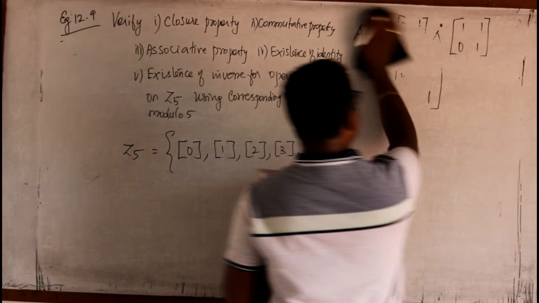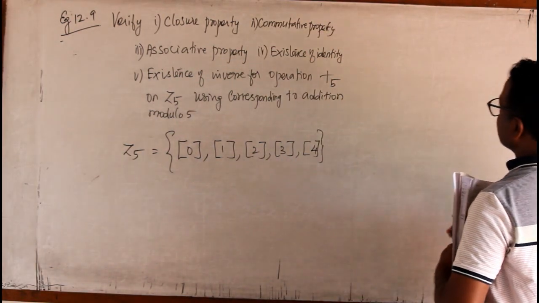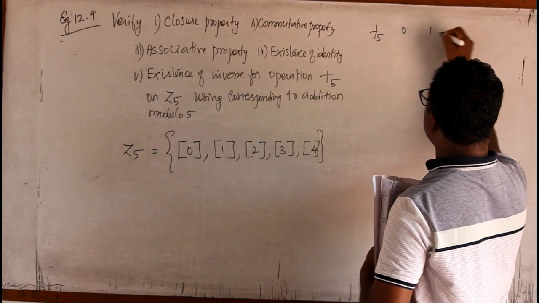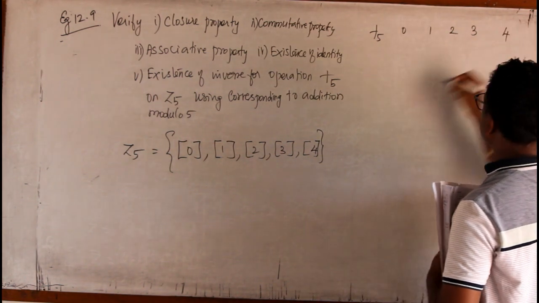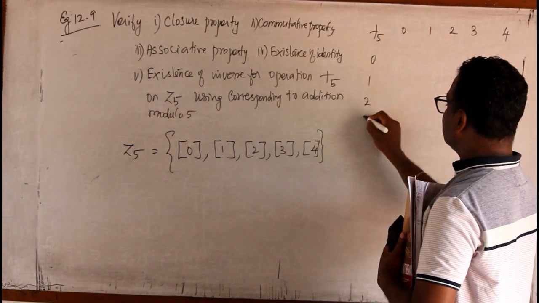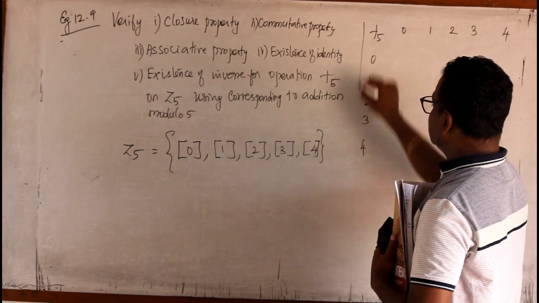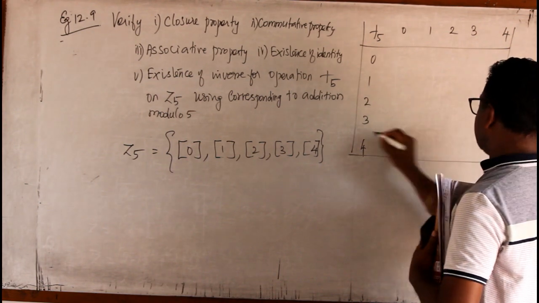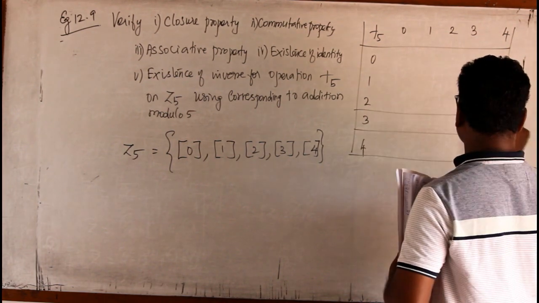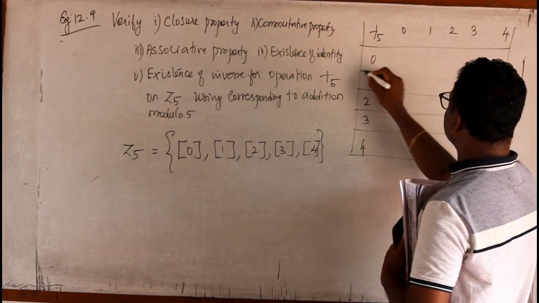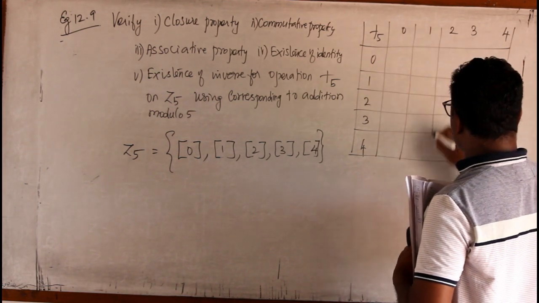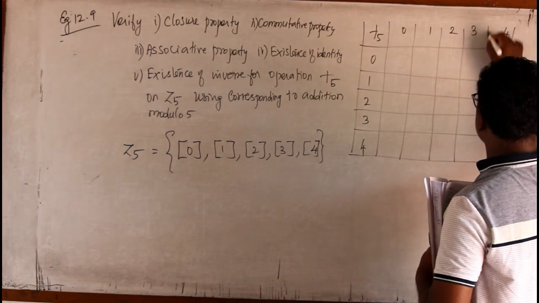Now, I have to add these numbers among them. So, let me have a table. Plus 5, 0, 1, 2, 3, 4, and 0, 1, 2, 3, 4. Now, see how we are adding. This is a table known as Cayley's table, but in this year the name is not that important, so you don't need to worry about the table's name.